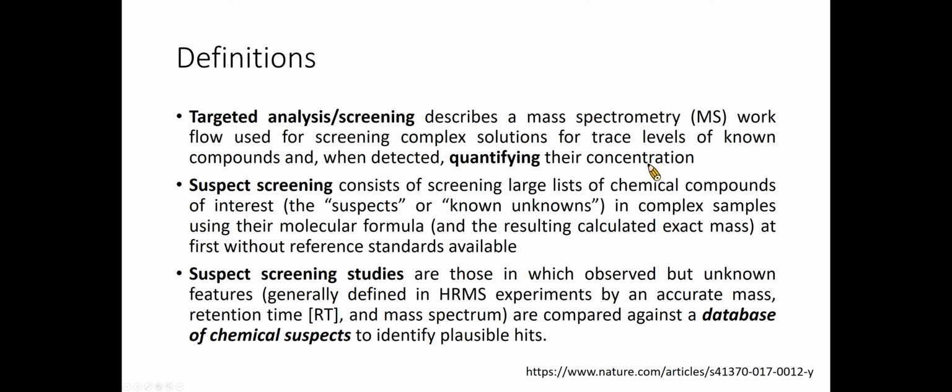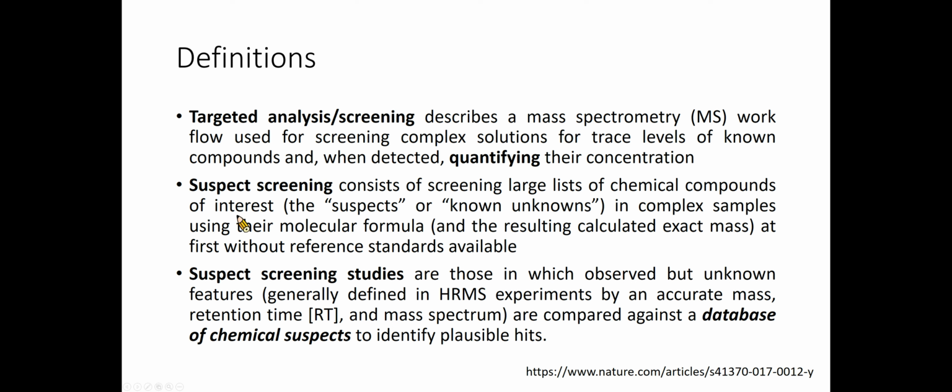Suspect screening in mass spectrometry refers to the process of identifying unknown compounds in the sample by comparing the mass spectral data of the sample with the reference database. This approach is used when the specific identity of a compound is not known and a general screening of the sample is needed to identify potential target compounds.